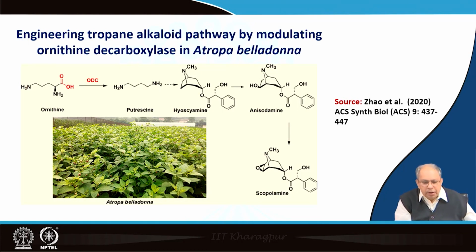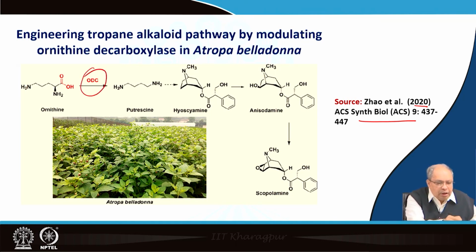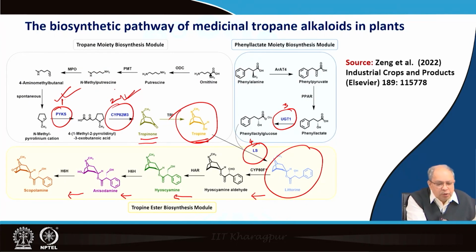Another interesting work was published in ACS, American Chemical Society, Synthetic Biology in the year 2020. What they have done is more or less a traditional approach. They tried to modulate the pathway by expressing ornithine decarboxylase. Ornithine decarboxylase is one of the early enzymes of the pathway, which converts ornithine to putrescine, and then subsequently there are many steps, as I described before, that lead to the formation of the tropane alkaloid.